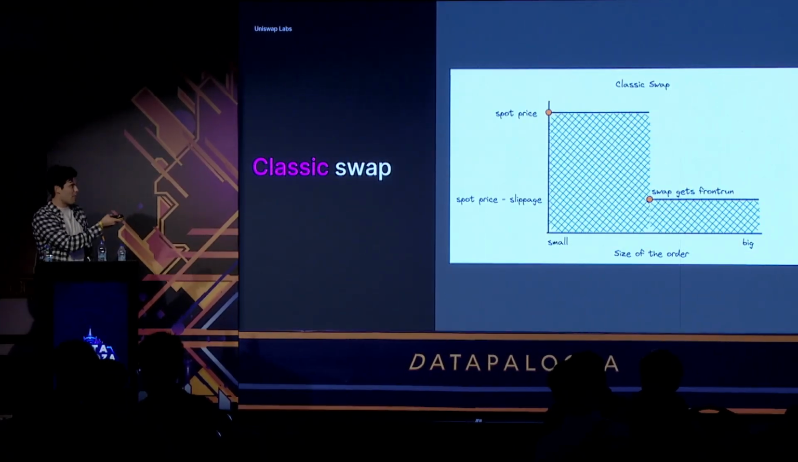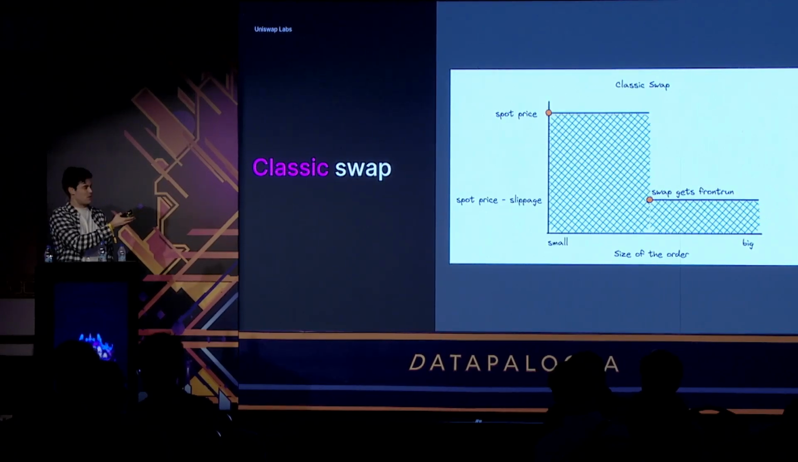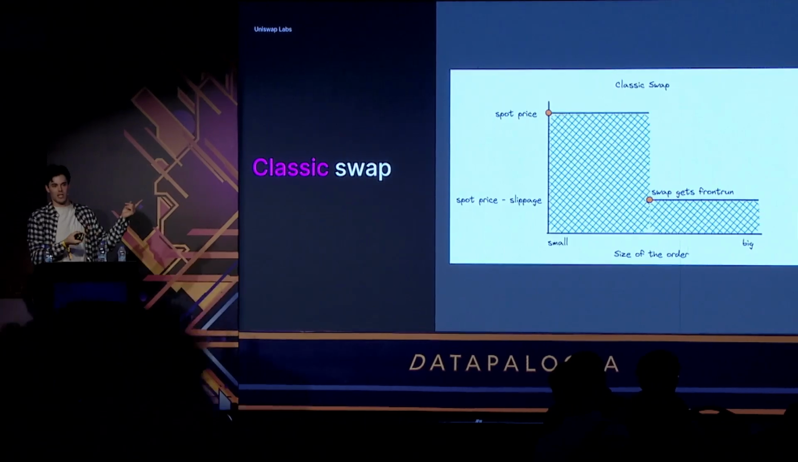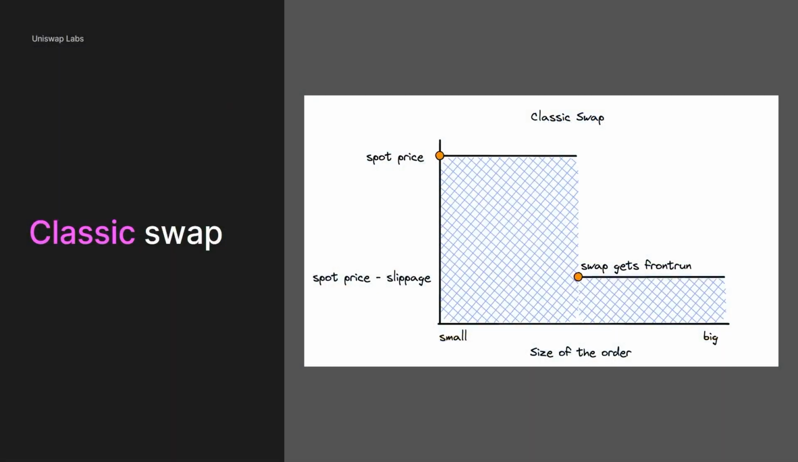In the classic swap, this is more or less what that graph would look like. If your trade was small enough, you're executing at the spot price, but as soon as you get too big, you'll get front run, and your execution is spot price minus your max slippage. So the drop-off in that step function there is where we're aiming to return that value back to the user with UniswapX.